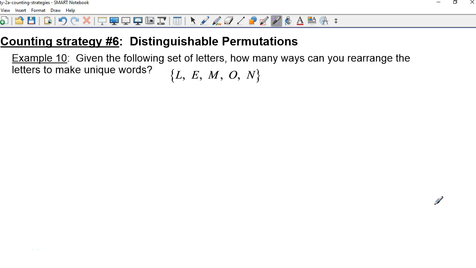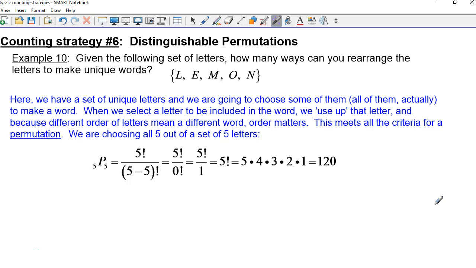So if we want to do the case with example 10, here we have a set of unique letters, and we're going to choose some or all of them actually, to make a word. When we select a letter to be included in the word, we use up that letter, and because different order of letters makes a different word, the order does matter. This meets all the criteria for permutation. So we're choosing all 5 out of a set of 5 letters. So we would say 5P5, and that turns out to be 5 factorial over 0 factorial. 0 factorial is defined to be 1, and that means it's just 5 factorial. So it's 5 times 4 times 3 times 2 times 1, which is 120.